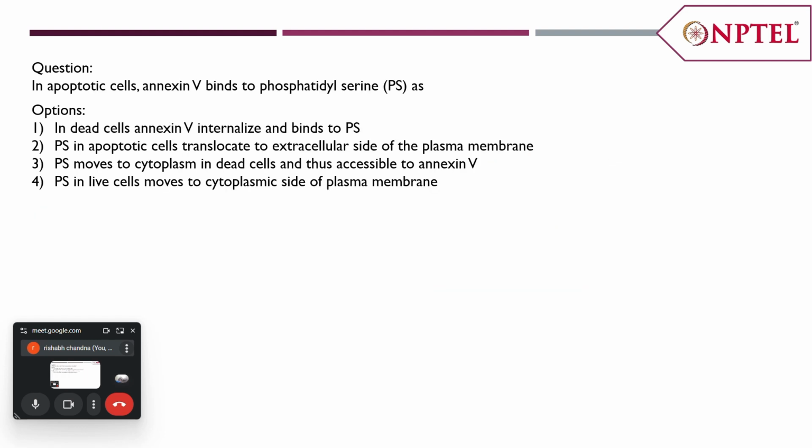In apoptotic cells, annexin 5 binds to phosphatidylserine. The options are: in dead cells, annexin 5 internalizes and binds to the PS, that is phosphatidylserine. PS in apoptotic cells translocates to the extracellular side of the plasma membrane. PS moves to the cytoplasm in dead cells and thus is accessible to the annexin 5. And PS in live cells moves to the cytoplasmic side of the plasma membrane. What can be the correct answer?